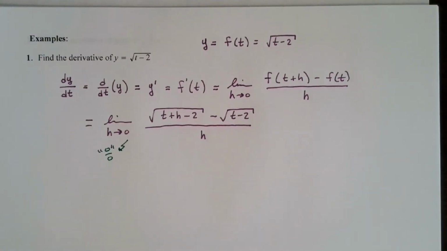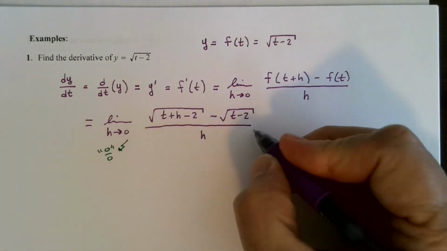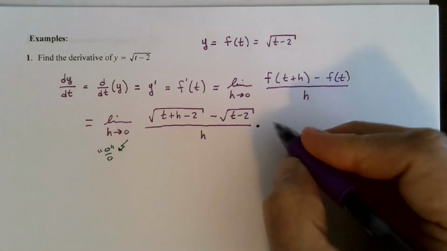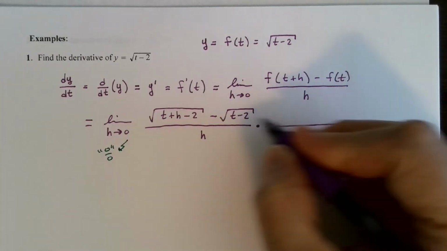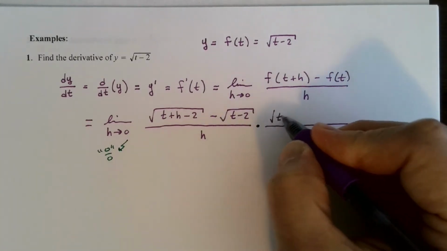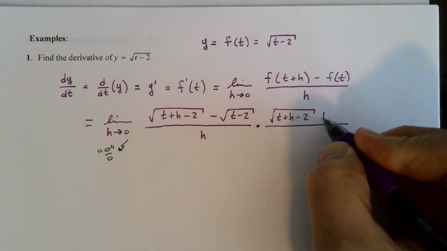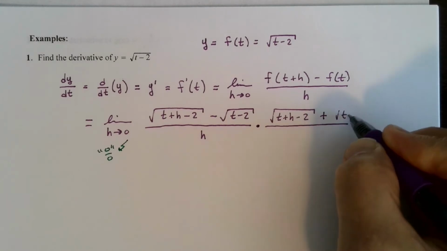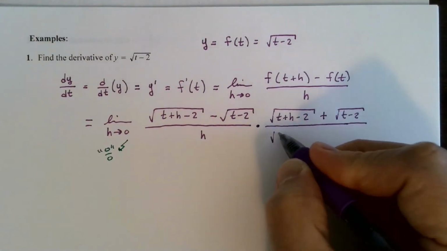How do I proceed here? Do you remember? This goes back to finding limits algebraically. Notice I've got radicals up top. I can rationalize by multiplying numerator and denominator by the conjugate. The conjugate of this is the square root of t plus h minus 2 plus the square root of t minus 2. Of course, what I multiply the top by, I also have to multiply the bottom by.